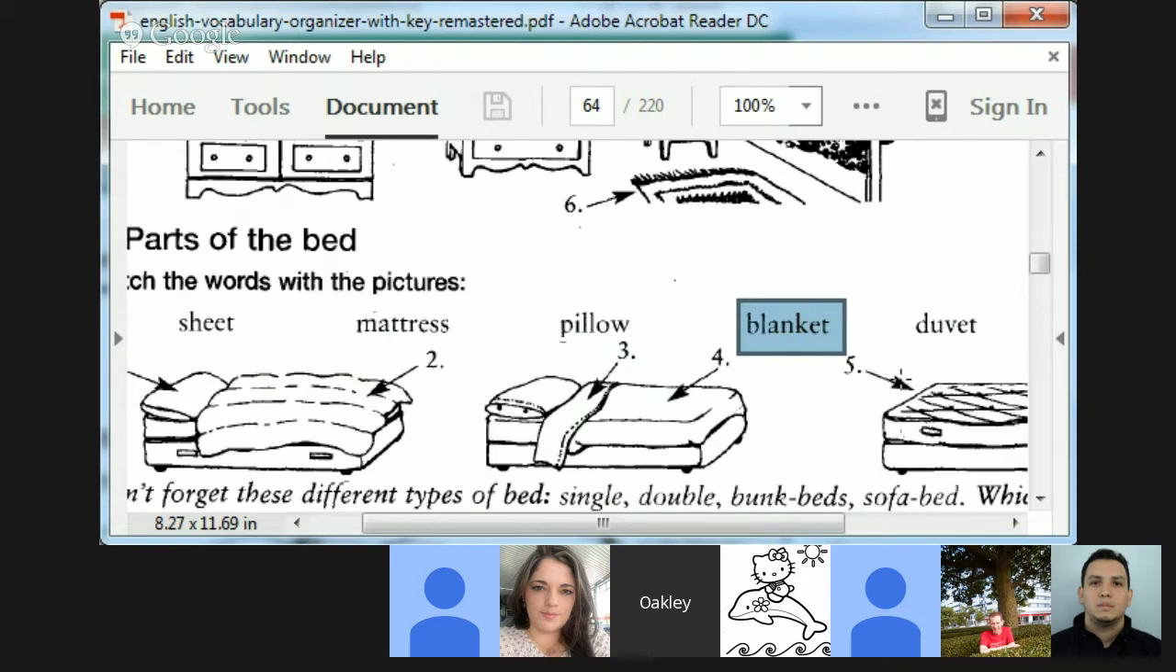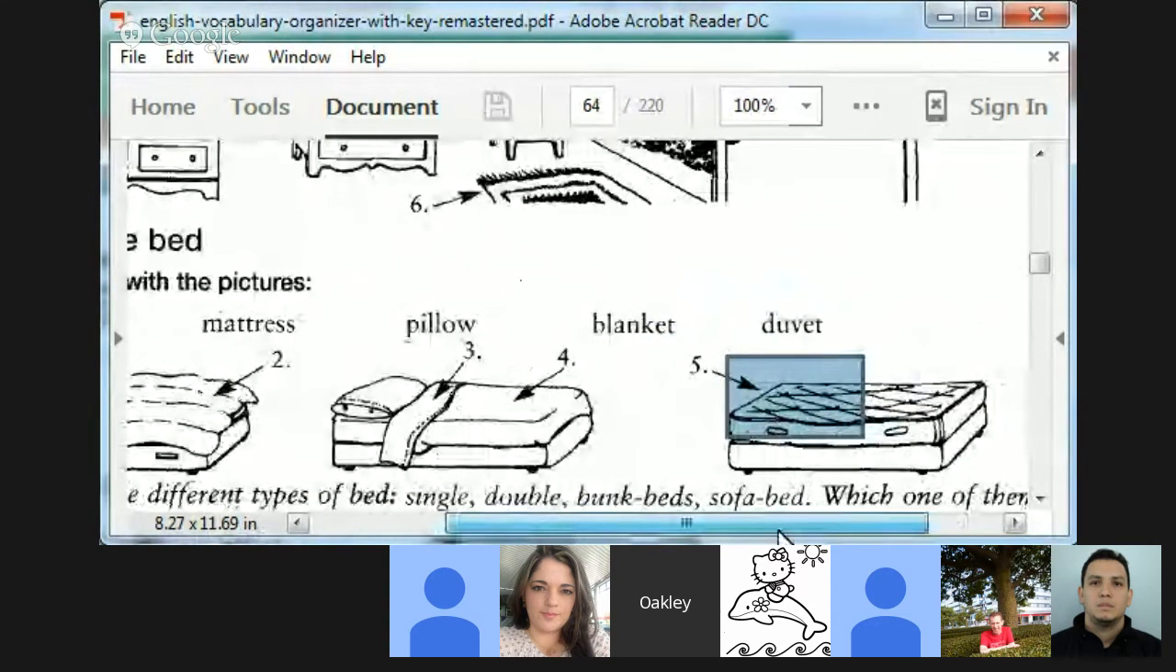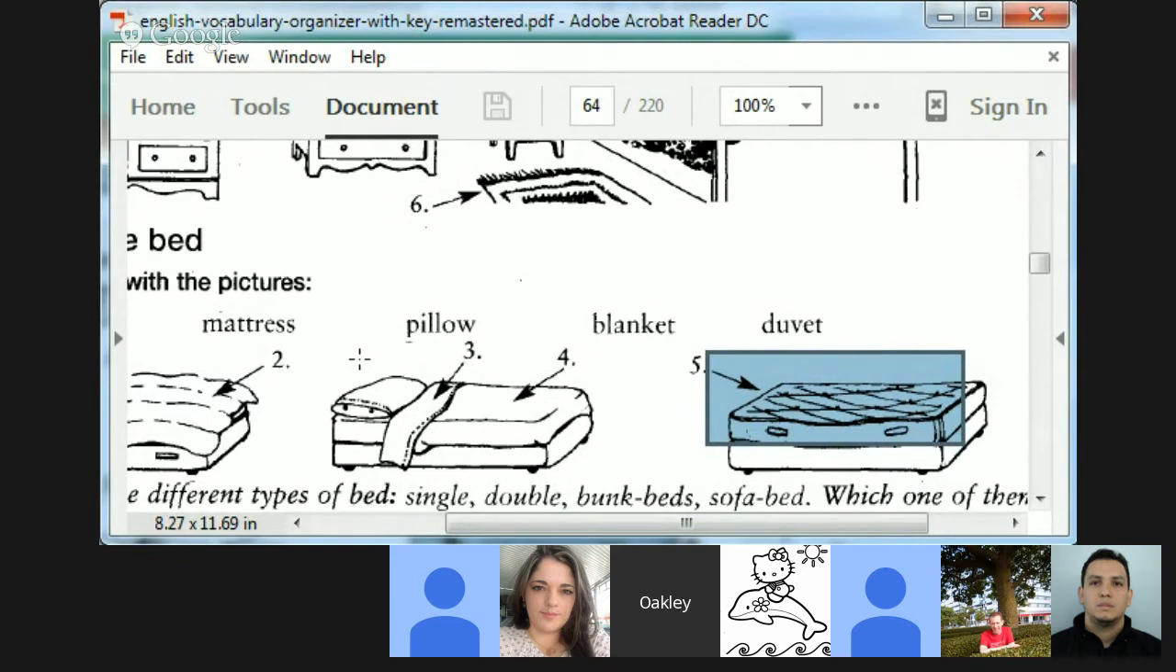Okay. Ramon, back to you. What's number five? I don't know the word. Remove the sheet, blanket, duvet, and pillows, and here is what we're left with. I guess it's mattress. Is that the right pronunciation? Not quite. Mattress. Okay. Yeah. It's a mattress.